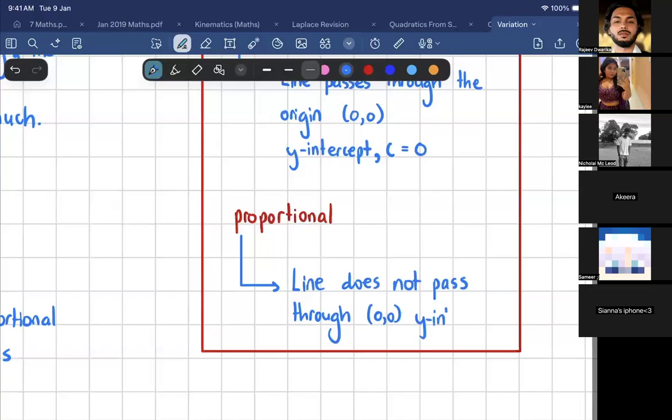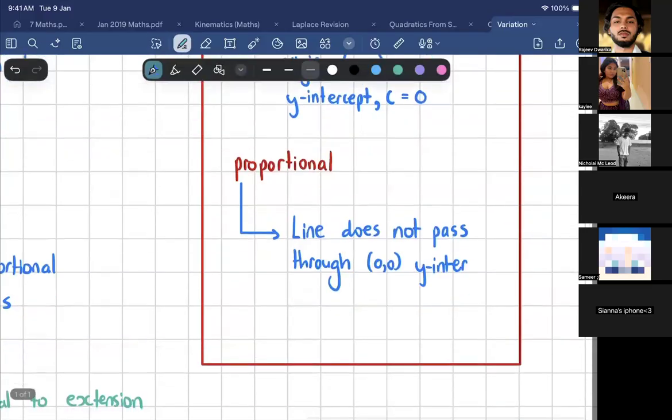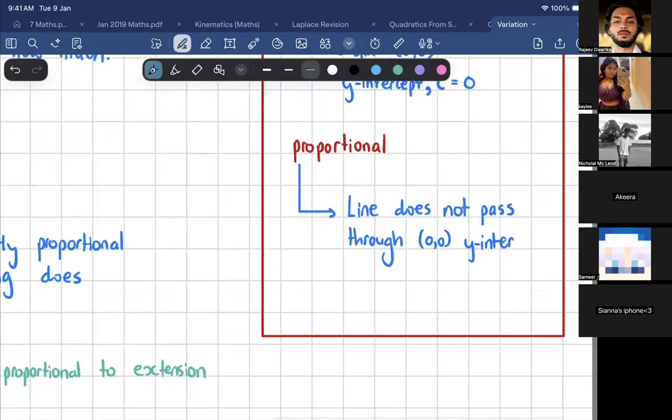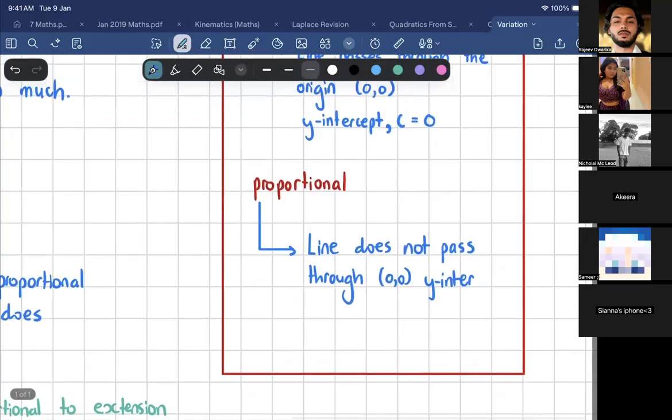So in this case, the y-intercept would be some non-zero value. It'd be some value other than 0. Keely, you understand what I mean? Because if it's not passing through the origin, any y-intercept would have to be some other value other than 0. Yes, sir. You're sure you understand that?